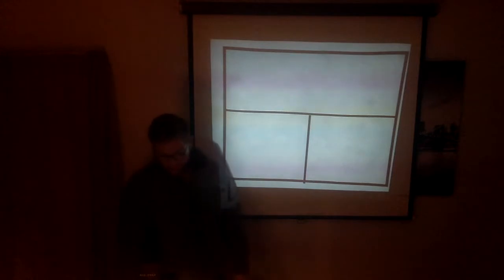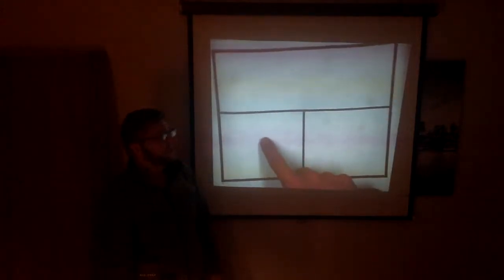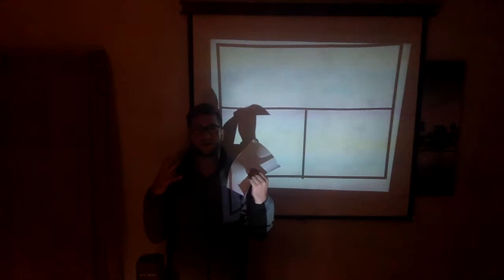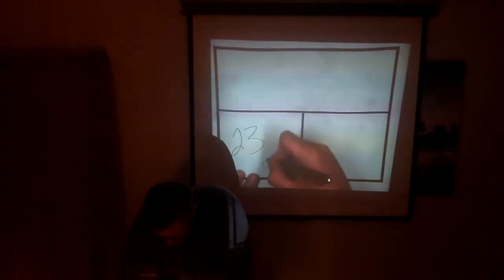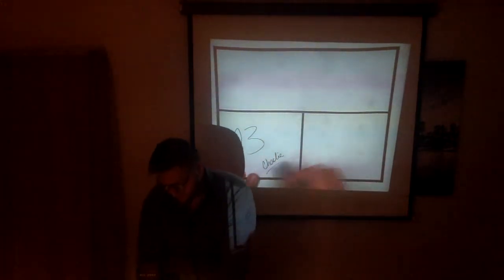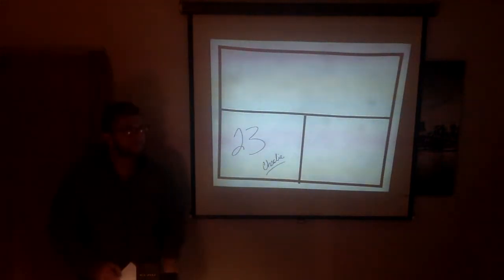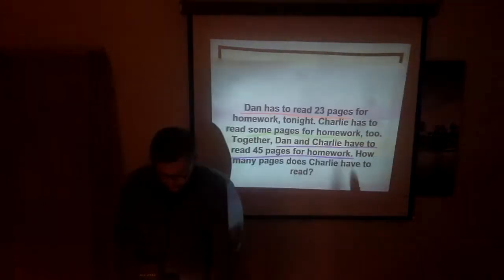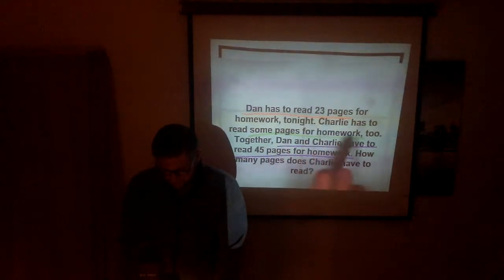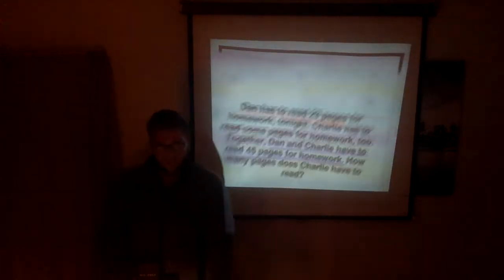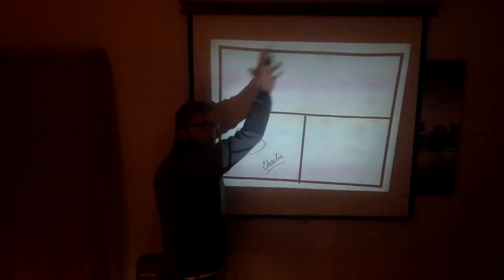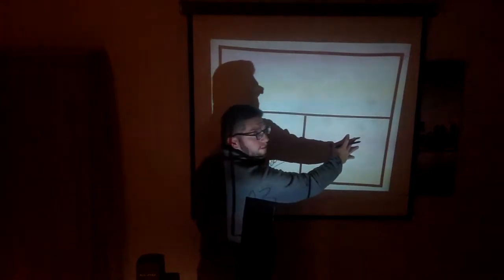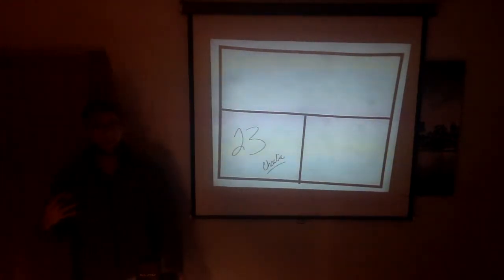Nice job. It's going to go in one of the small boxes because it's just a portion of how much they read together. So we can put 23, and we can even put in there Charlie because we know that's what Charlie is reading, just so we have an idea. Okay, so let's continue on. It says Charlie has to read some pages for homework too. So do you think that Charlie's is going to go in the top overall, or do you think it is a portion of how much they read altogether?